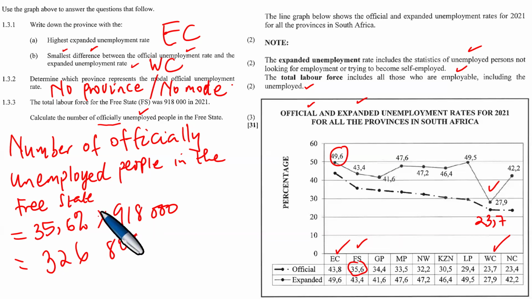Remember that the percentage means that there's 100 here. So it's 35,6 divided by 100 first, and then you multiply by this. Did you divide by 100? Yes, now that is the correct answer. Thanks so much for noting that. So that is the correct answer.